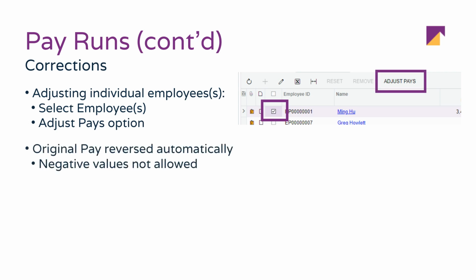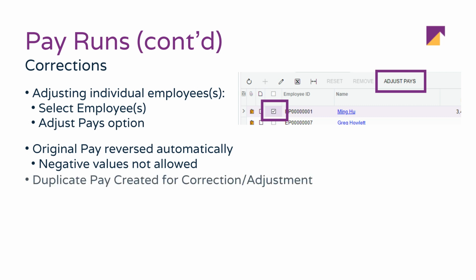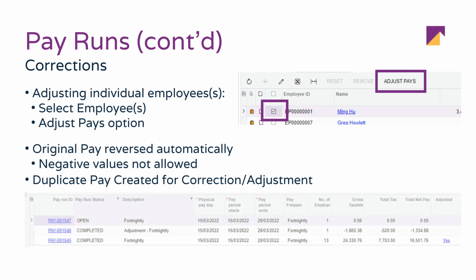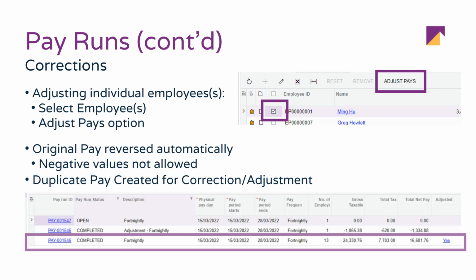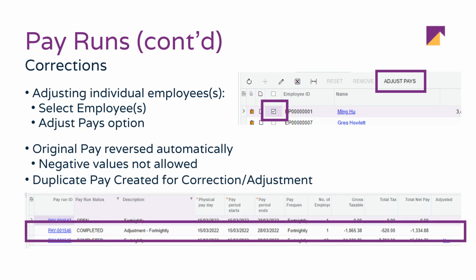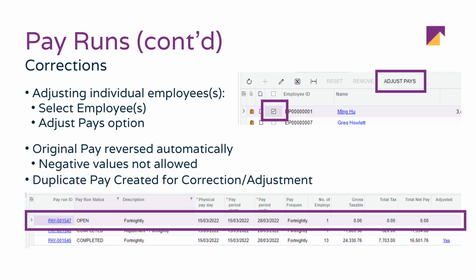MYOB Acumatica Payroll does not support negative values. Therefore, a pay to reverse the original pay is automatically created. A duplicate of the original pay will be created, ready for you to make the necessary adjustments or corrections. In this example, the employee was originally paid in pay 1545. Their pay was then reversed automatically in pay 1546, and a replacement pay, pay 1547, created, ready for the amendments.